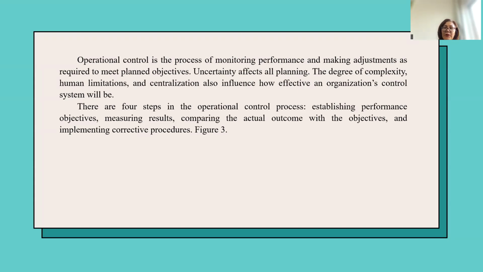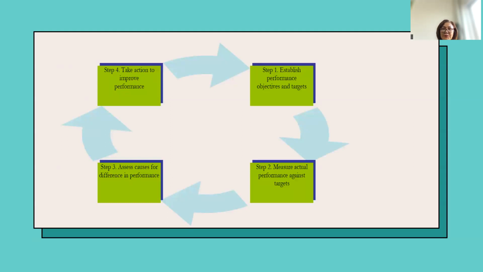Operational control is the process of monitoring performance and making adjustments as required to meet planned objectives. There are 4 steps in the operational control process: establishing performance objectives, measuring results, comparing the actual outcome with objectives, and implementing corrective procedures. Now let's look at the figure. You can see these 4 steps. The first step is to establish performance objectives and targets, as I said. Then measure actual performance against targets, assess causes for differences in performance, and the last step is taking action to improve performance.